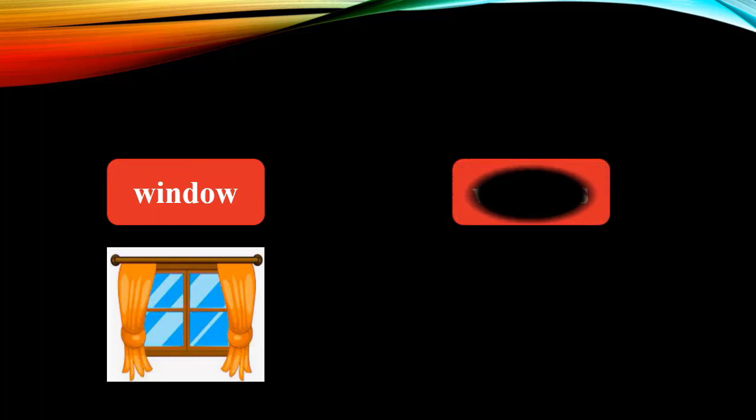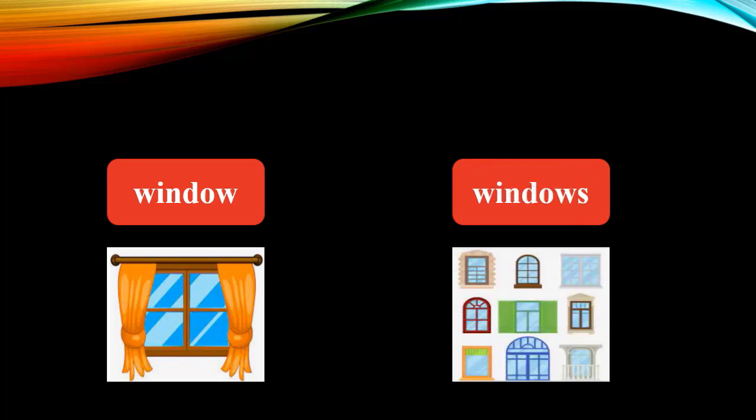Now we will look at ninth word. Ninth word is window. Window is a singular word as it is one in number. Plural form of window is windows, which means more than one window.